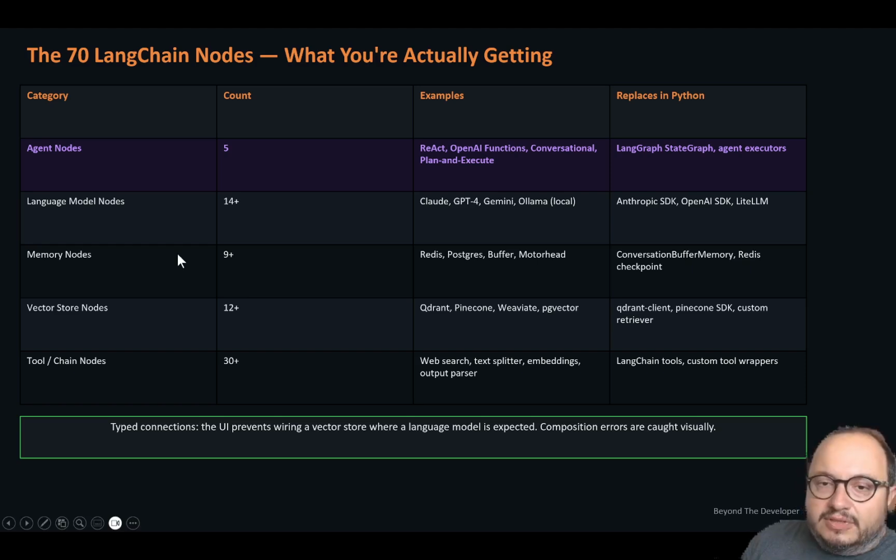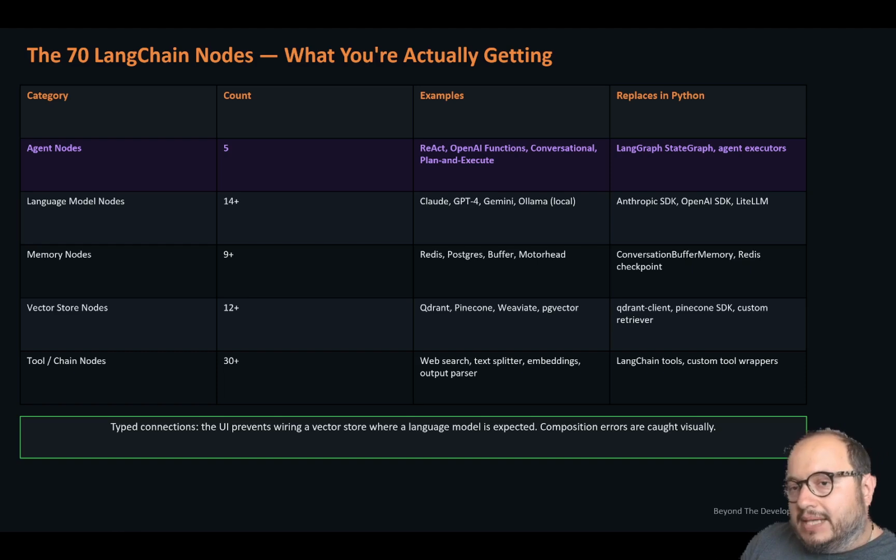Let me walk through the five categories of AI nodes in n8n 2.0 and what each one maps to in your Python mental model. Agent nodes, five architectures: ReAct, OpenAI functions, conversational, plan and execute, and a tools agent. These are entry points, the nodes that run the reasoning loop. In Python terms, these are your LangGraph state graphs or your LangChain agent executors. In n8n, they are a single node that you configure with a language model, a memory backend, and a list of tools.